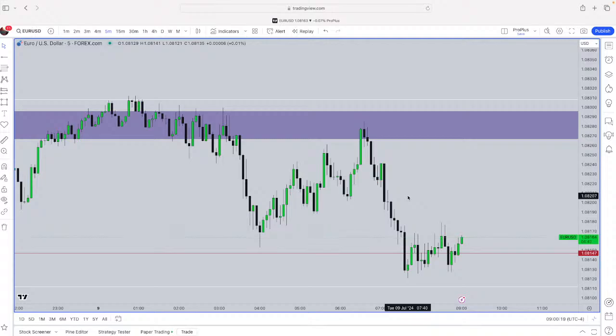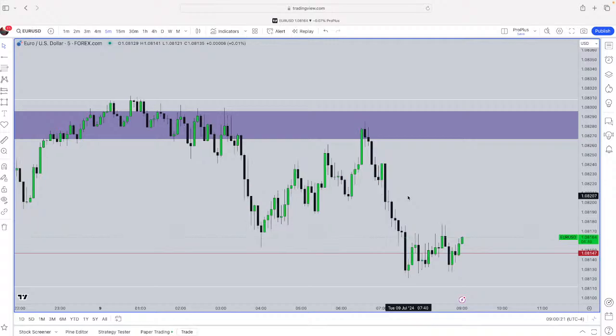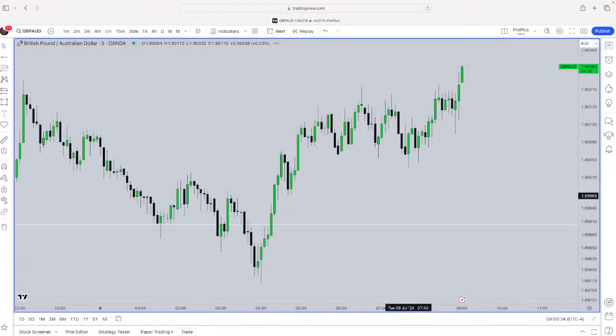There's CPI Thursday, I'm pretty sure it is. The market moves a little bit choppier, I'd say, with CPI this week. So hopefully that made sense. I'll check Pound Aussie.